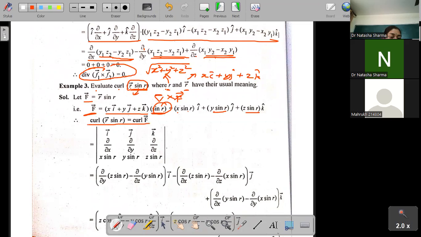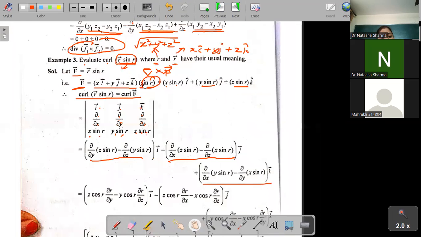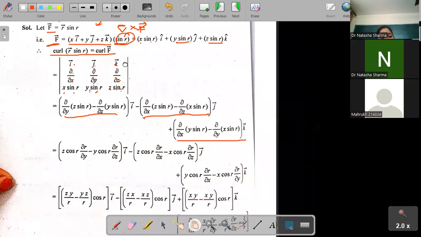Now I have to find its curl. So what will the curl be? i j k, del by del x, del by del y, del by del z. Below what comes? x sin r, y sin r, z sin r. Now we have the derivatives, so when you multiply and open this, what will the i term be? Del by del y of z sin r minus del by del z of y sin r. So you see all these, this determinant. Does anyone have any problem till here? Before I tell you how to take the derivatives. Is it fine, बच्चे? Is it clear till here?